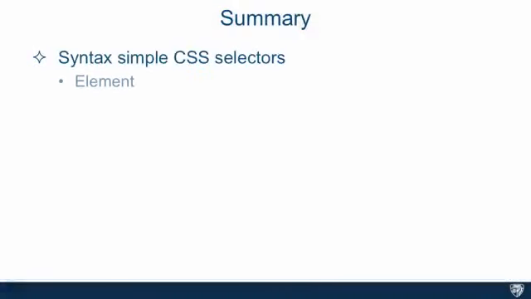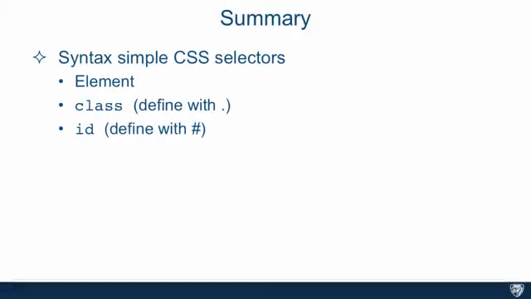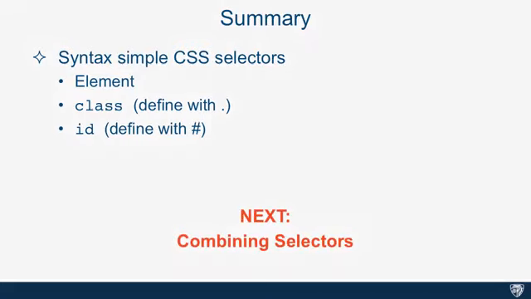In summary, we spoke about the syntax of simple CSS selectors. We spoke about the element selector, the class selector that you remember to define with a dot right in front of the name without the space, and the ID selector that you define with a # right before the value of the ID in the HTML page, again without the space in between. Next, we're going to talk about combining selectors to create a more targeted selection within the document object model.